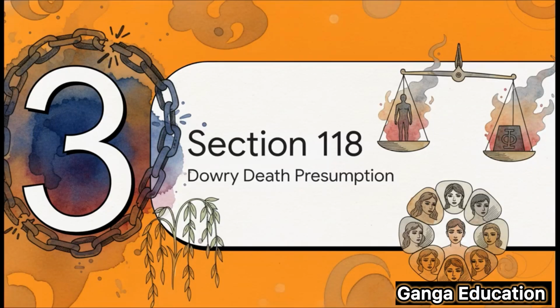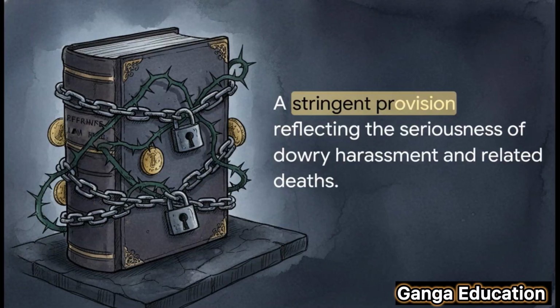Okay, now let's turn our attention to Section 118. This one deals with dowry death, and as you're about to see, it is a much more stringent and forceful provision than the one we just discussed. This provision was designed from the ground up to reflect just how serious the crime of dowry-related harassment is. Because of that, the nature of the presumption here is fundamentally different.